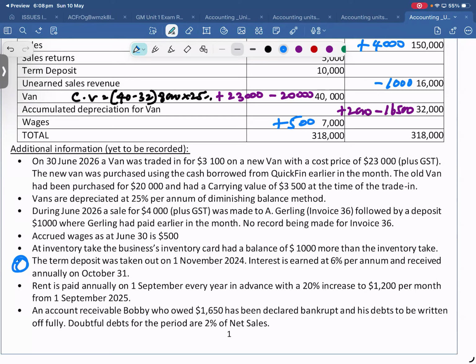Term deposit was debited 10,000 in the pre-adjustment balance. What did that mean? You are talking about the term deposit. Yeah, so term deposit is debited. Where would you have created?